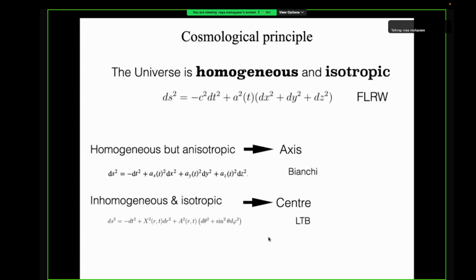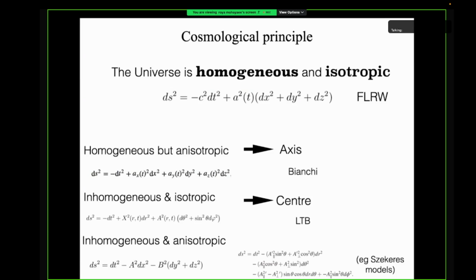Now the universe could be much more complex. It could be neither homogeneous nor isotropic. And in that case, you have a metric that is a lot more complicated. An example of such metrics are those given by the Szekeres model. So you see that as soon as you go away from FLRW, life becomes quite complicated and not practical.